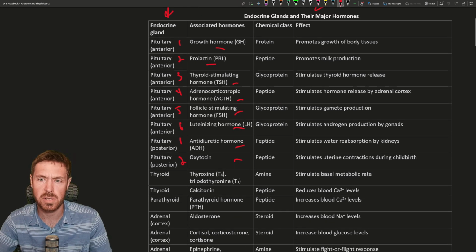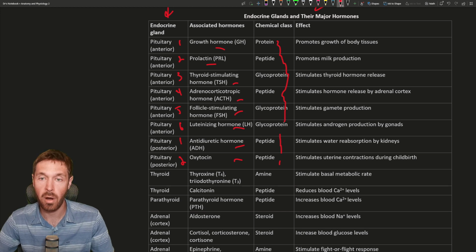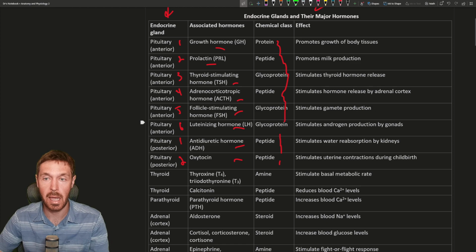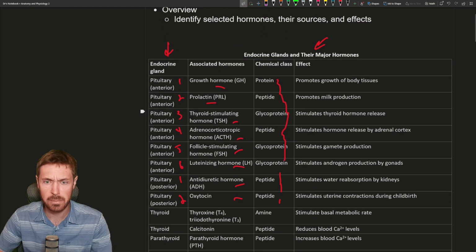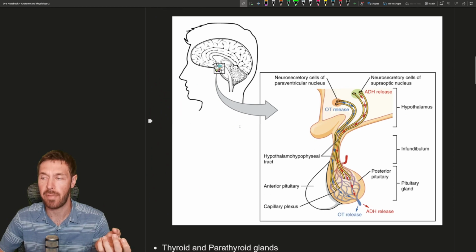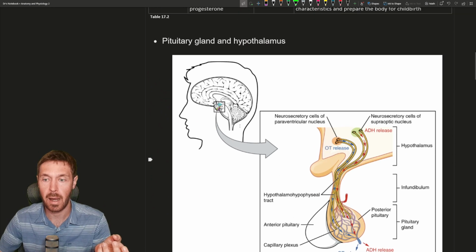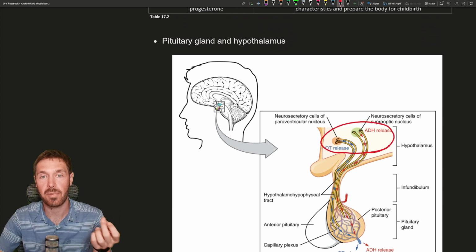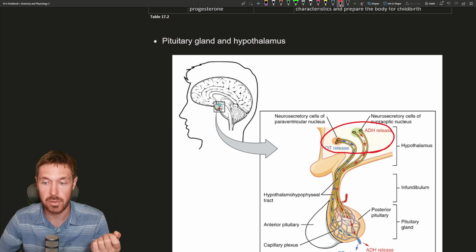And here you can see most of these are protein. So glycoprotein, peptide, and then that's thyroid. All of them are amino acid based in the end. So here is the table that goes over them, and then I'll be jumping back and forth here. So here's the hypothalamus and pituitary gland. The hypothalamus, of course, is the region up here, and in the hypothalamus you have all these little nuclei that do the releasing. So then down here you have the posterior and the anterior pituitary.